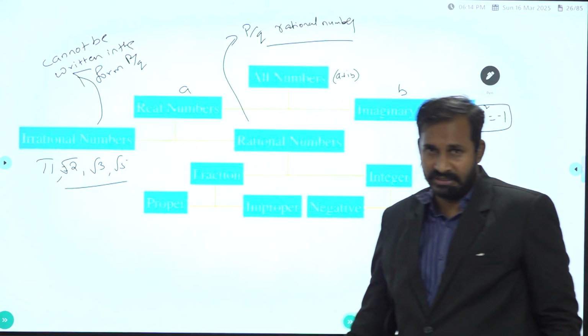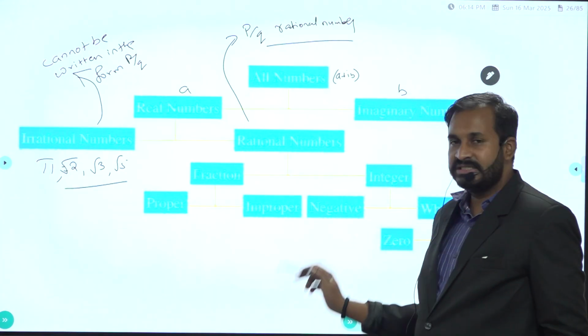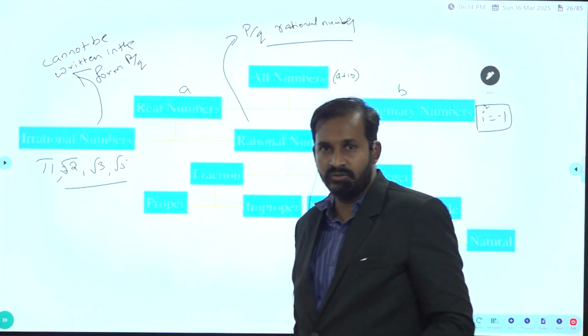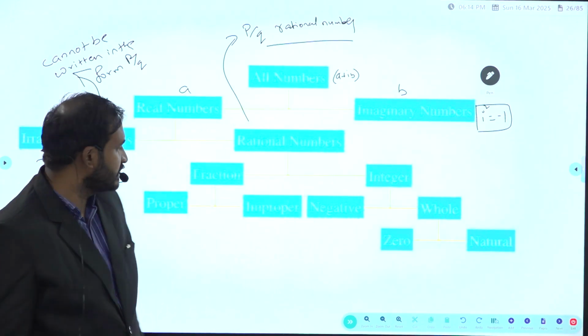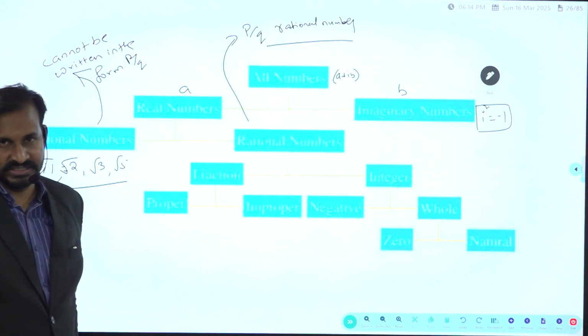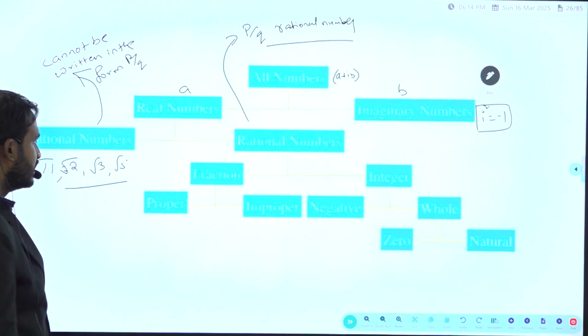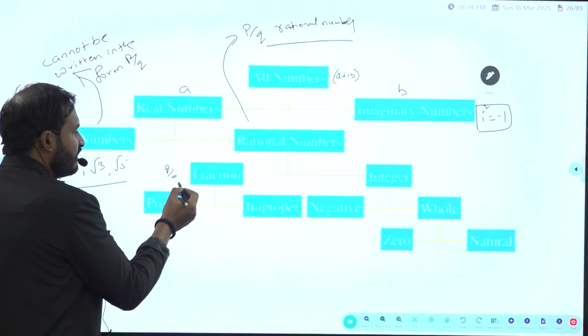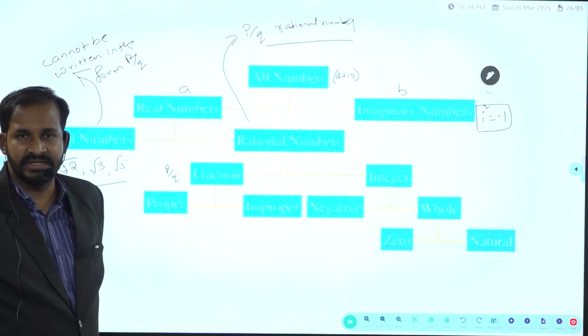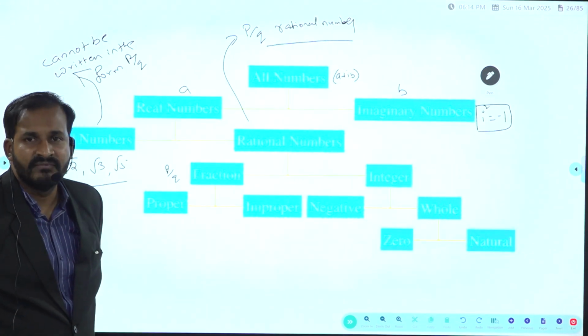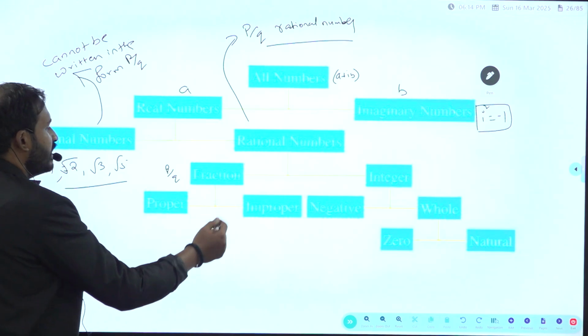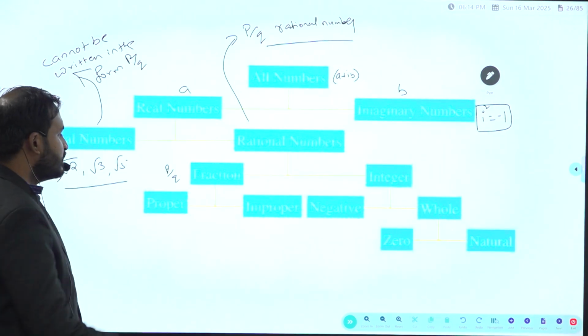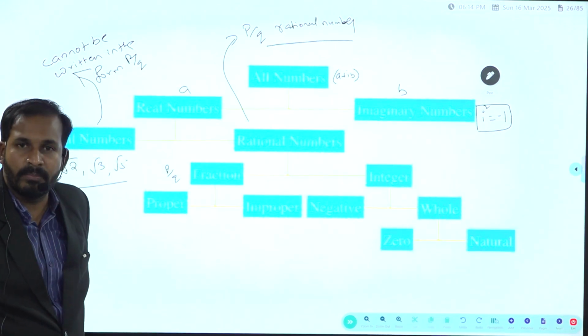Now rational numbers. Once again, these rational numbers are divided into two concepts: one is fractions and the other is integers. Fraction means, generally, anything written in the form of p by q we call a fraction. These fractions are divided into two types majorly: one is proper fraction and the other is improper fraction.